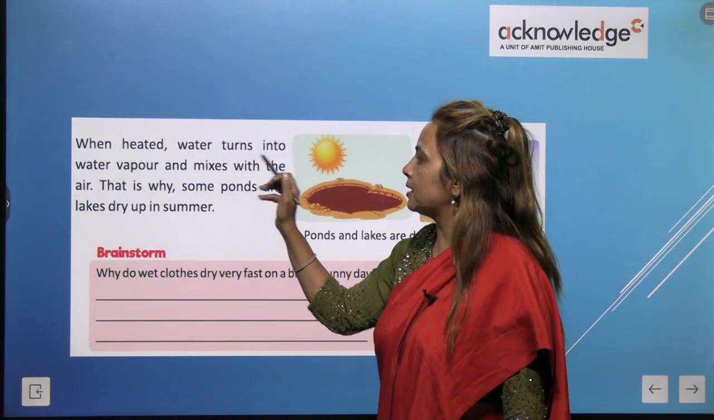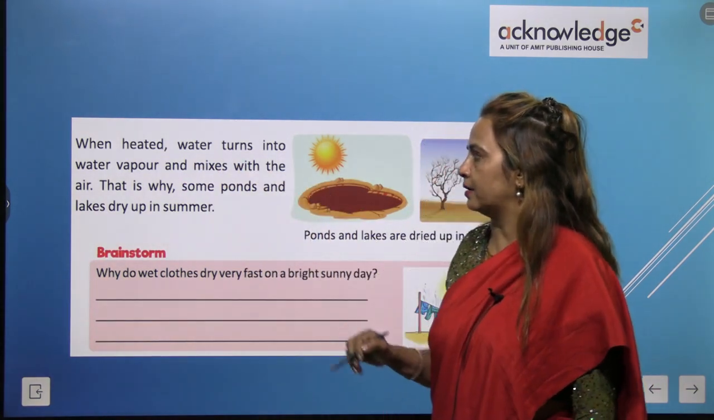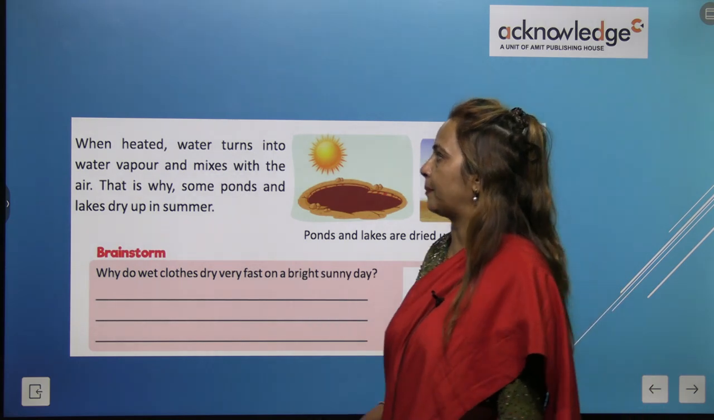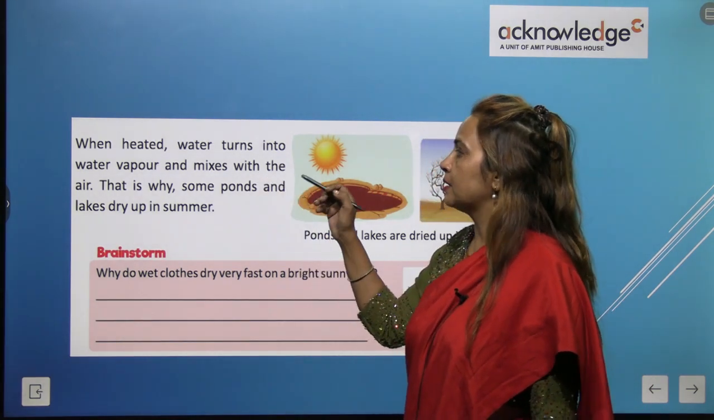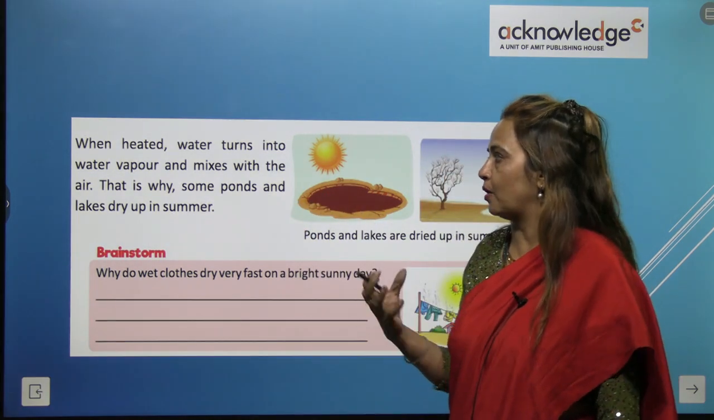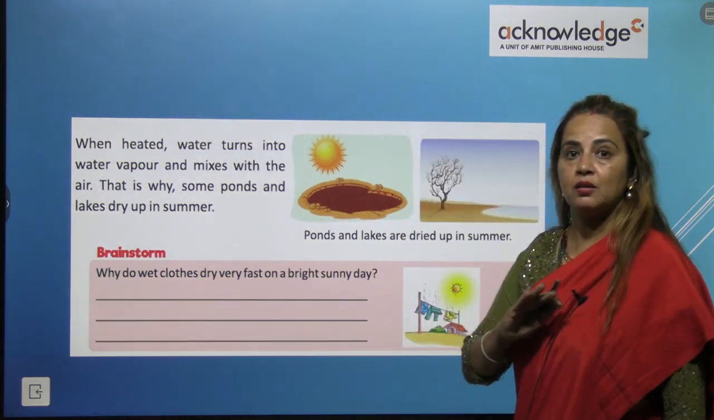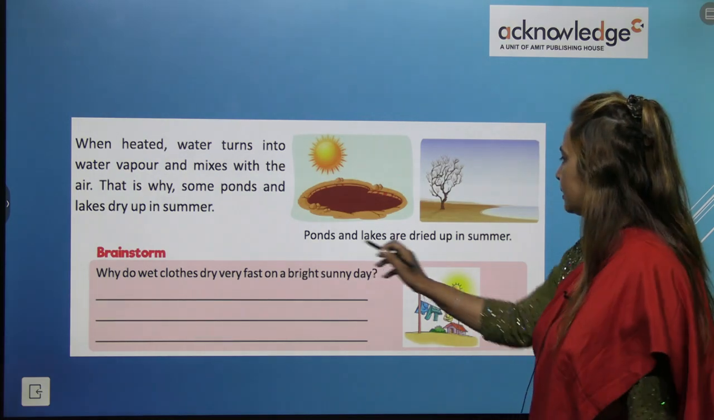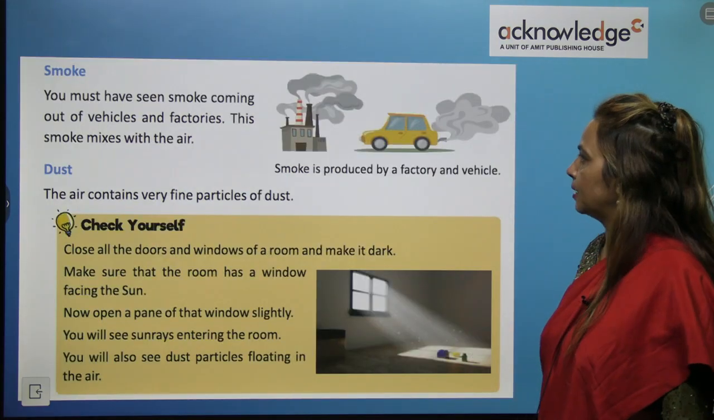When heated, water turns into water vapor and mixes with the air. That is why some ponds and lakes dry up in the sun. गर्मी के टाइम पे, इसलिए कुछ जो ponds और lakes भी गर्मियों में सूखे होते हैं. Ponds and lakes dry up in the summer.